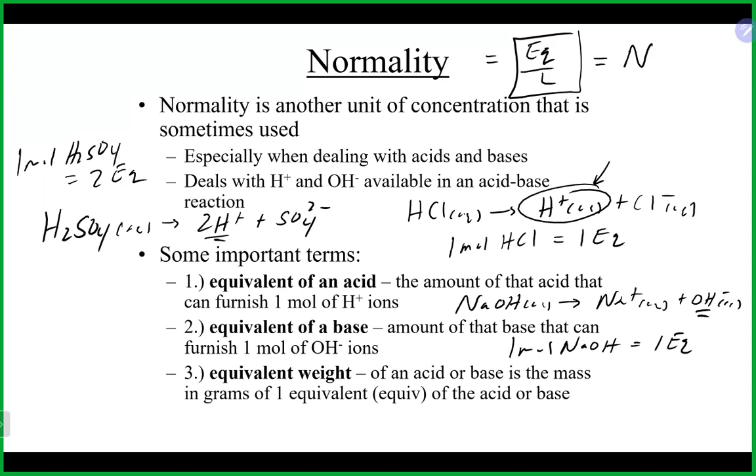A very common thing, instead of molar mass, sometimes in titration type problems with acids and bases, is that they calculate what's known as the equivalent weight of an acid or base. That's the mass in grams of 1 equivalent of acid or base. So it's really grams per equivalent instead of grams per mole, which is typically what molar mass is.